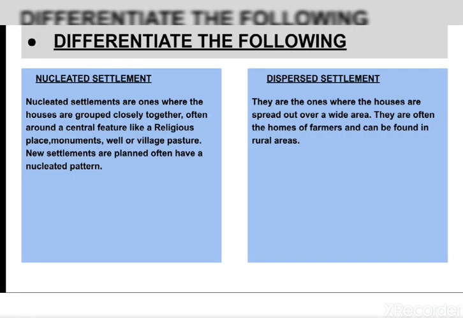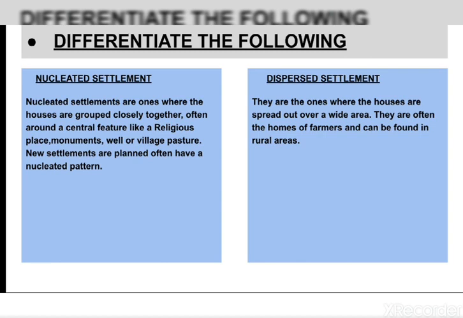Next we will do the differentiate questions. First question, differentiate between nucleated and dispersed settlement. So, in the nucleated settlement you will write that nucleated settlements are ones where the houses are grouped closely together, often around a central feature like a religious place, monuments, well or village pasture.